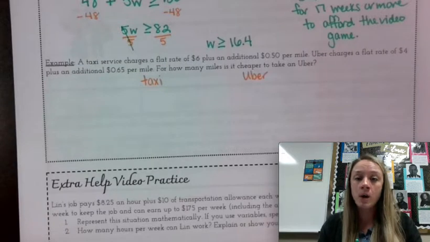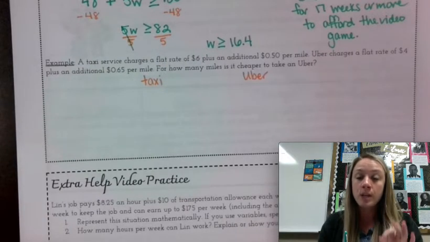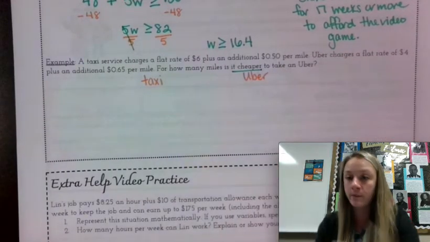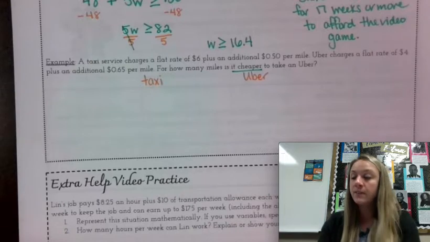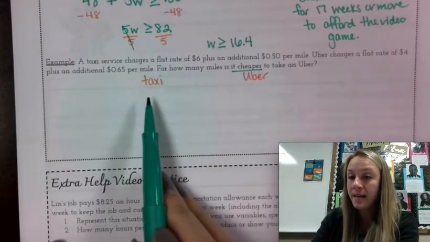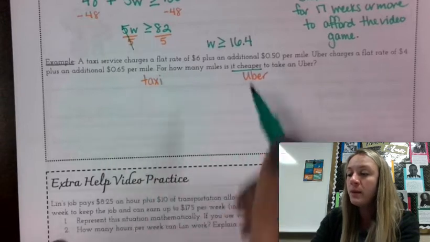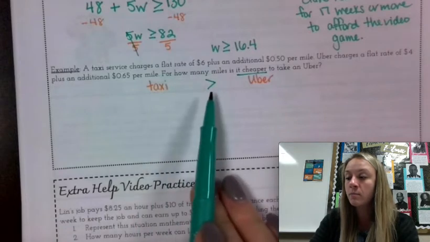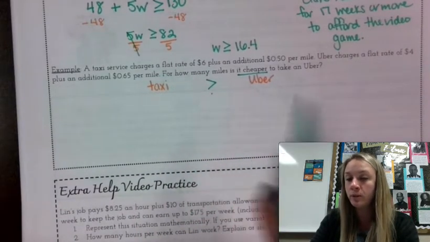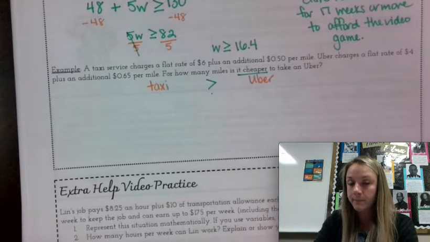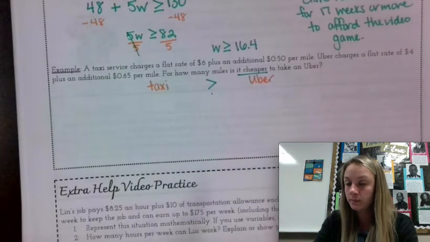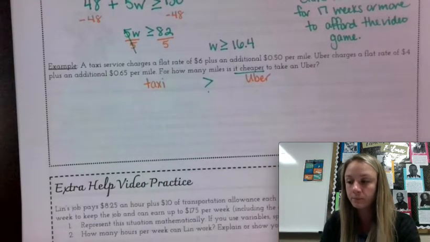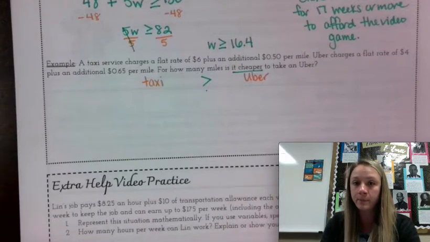So if I want it to be where it's cheaper to take Uber, this is my clue for my inequality symbol. If it's cheaper to take Uber, that means my taxi would be more expensive. So in between them, I would have to have a greater than sign. This means my taxi costs more than Uber, which means Uber is cheaper. I don't want them to be equal. I want this one to be more expensive so that Uber is less expensive or cheaper than this one. So the alligator is eating the bigger number.